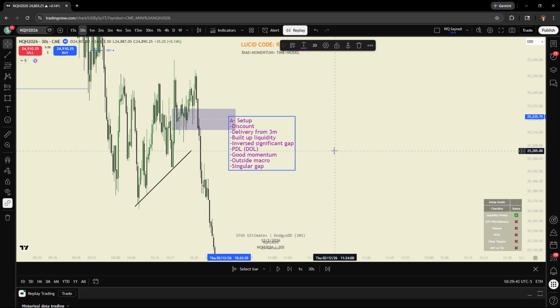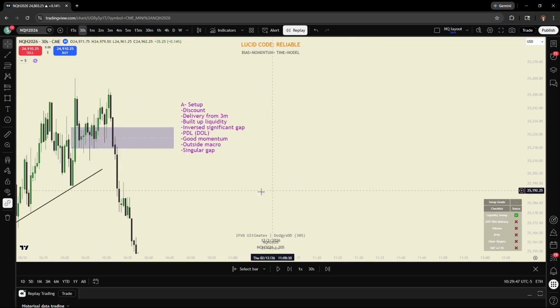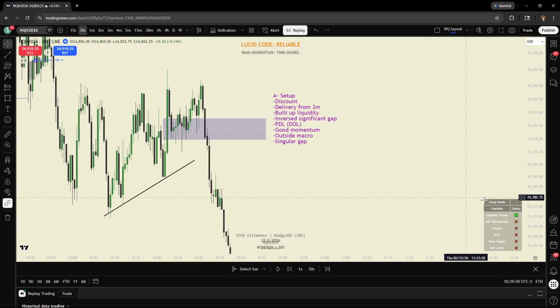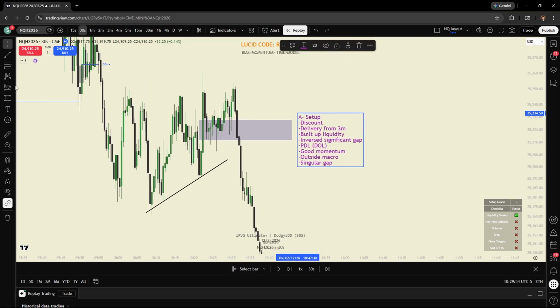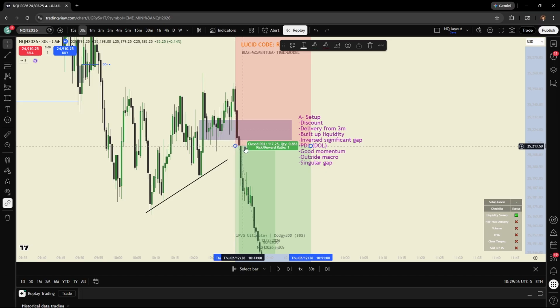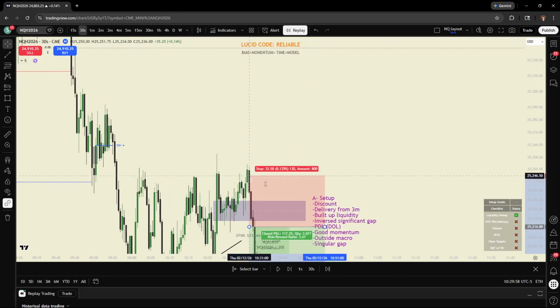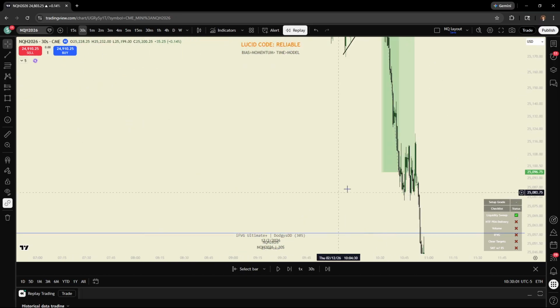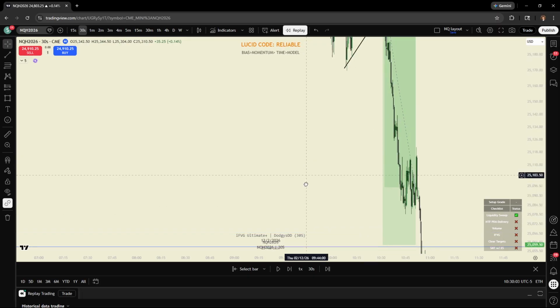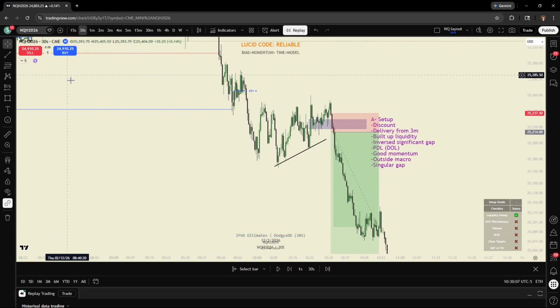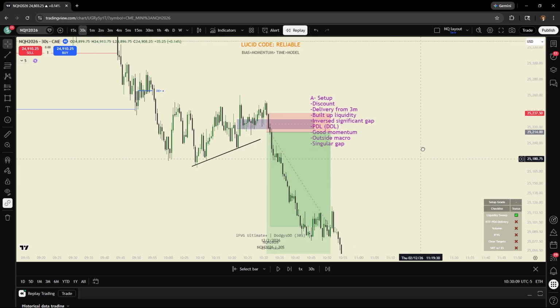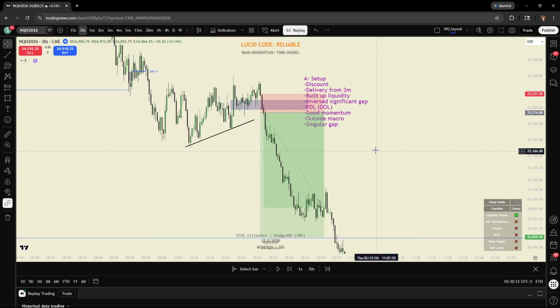That's it. Would you call the wick a rejection block? Sure. Rejection blocks are kind of hindsight. I don't really use them. And then we want to target previous day. But yeah, the 3-minute there is our delivery, so that's why this trade's good. Bearish order flow is still present.